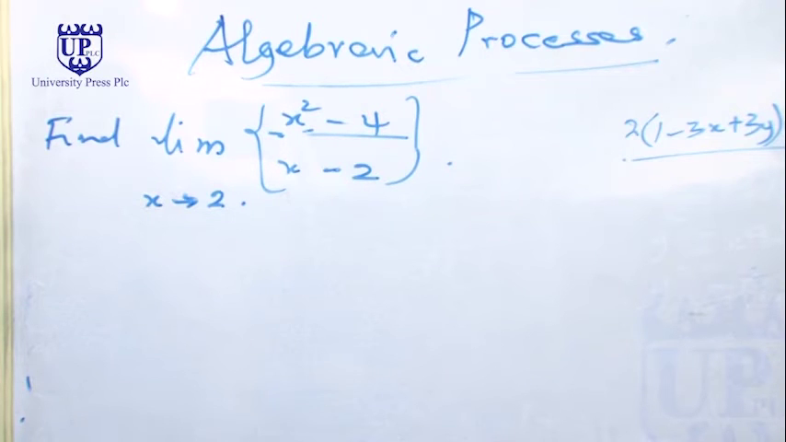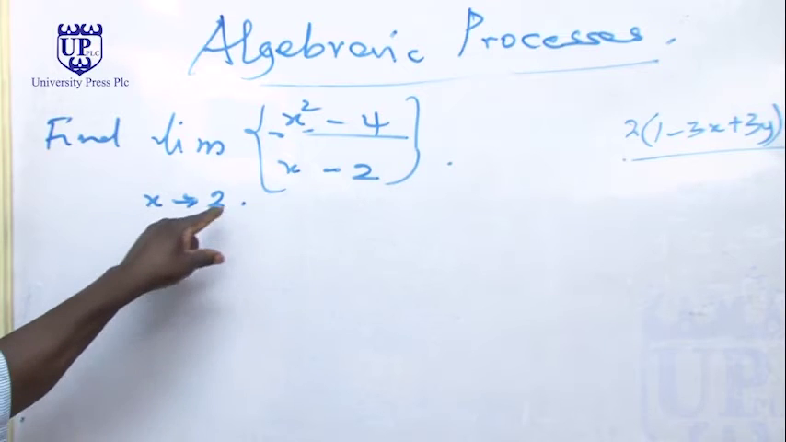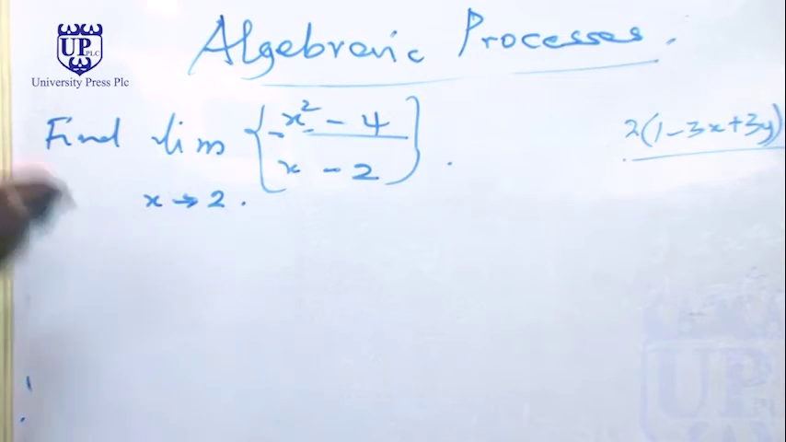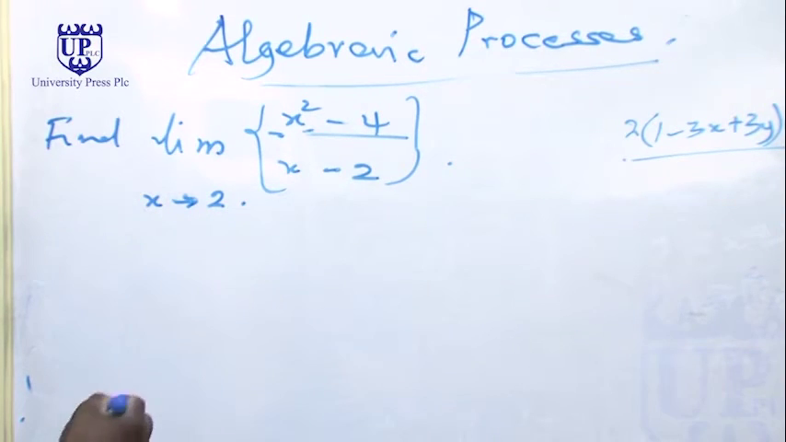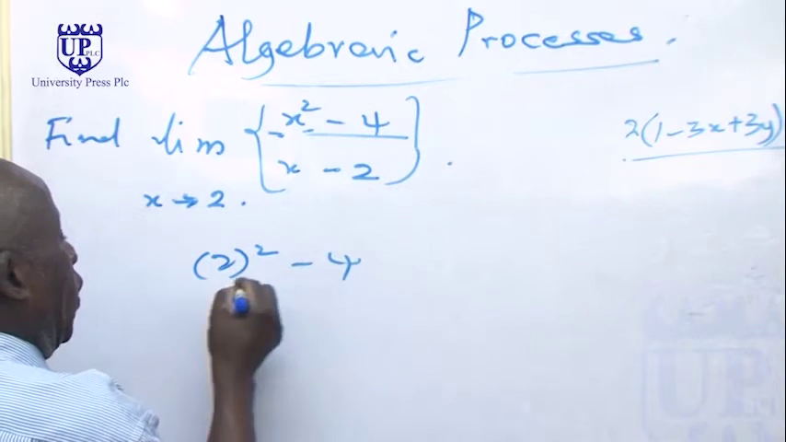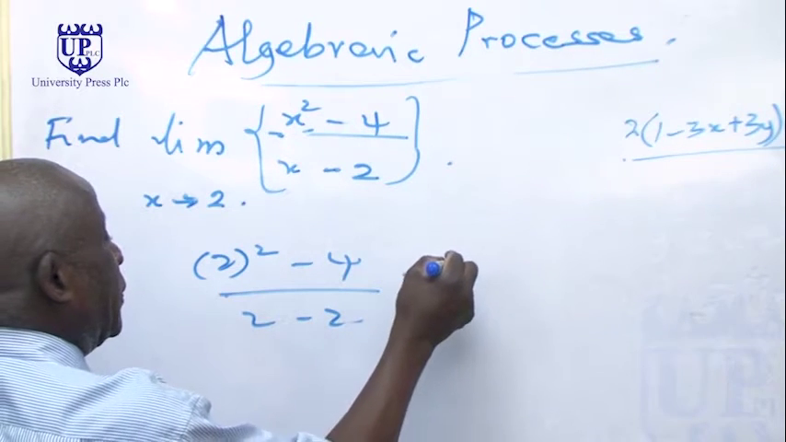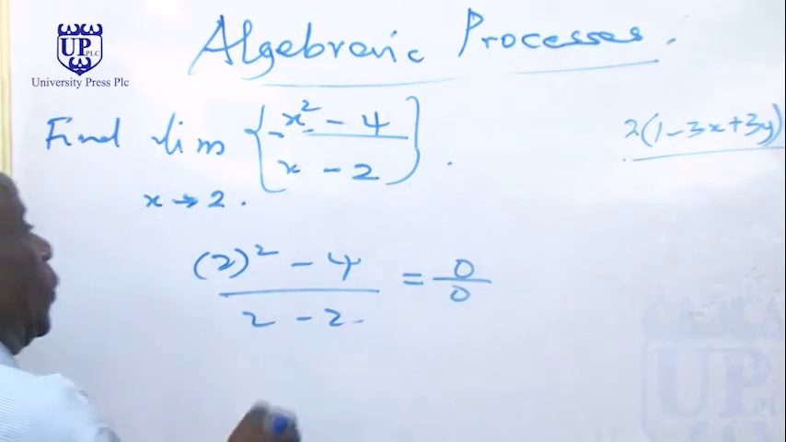You know, the student will just, because they ask you as x tends to 2, it is very common to say, okay, this is 2 squared minus 4 all over 2 minus 2, and you get 0 all over 0.